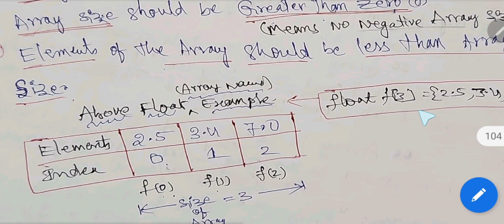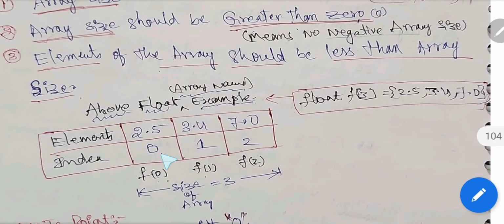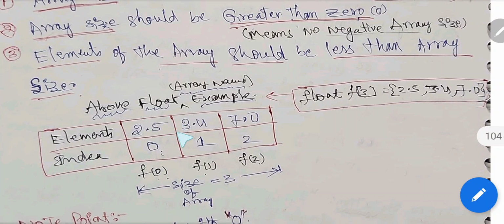For example, float f of 3, some 3 numbers is given, that will be shown with address index. This is called index, right? Index 0 1 2. Array index starts with 0. That is also one note point. f of 0 carries, the address carries 2.5 value, and f of 1, because f is a variable here. f is a variable, array variable name.